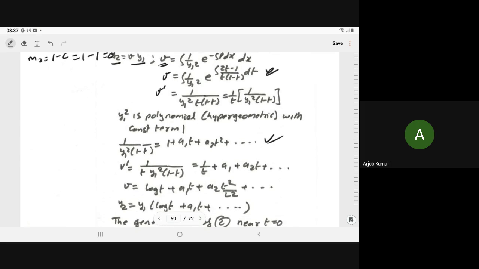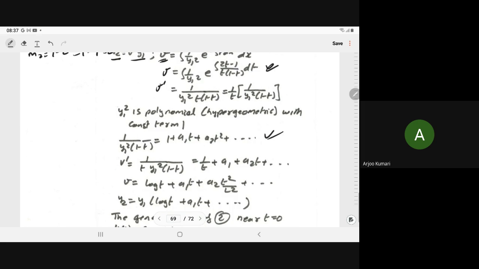So in this case, what is v dash? V dash is 1 upon t into y1 square (1 minus t). So due to the 1 upon t, you have to multiply the 1 upon t. So 1 upon t plus a1 plus a2t plus a3t square and so on. On integration on both sides with respect to t, you will get v is equal to log t plus a1t plus a2 into t square upon factorial 2 and so on.